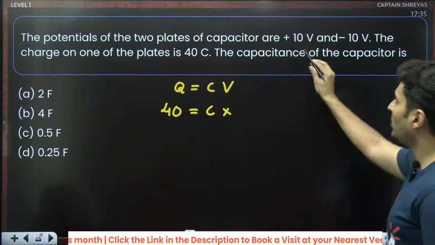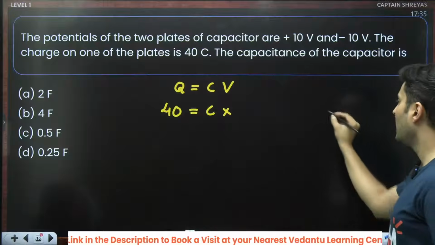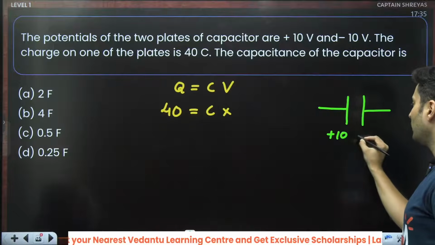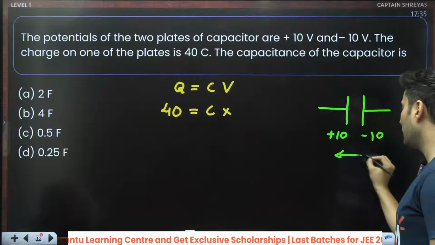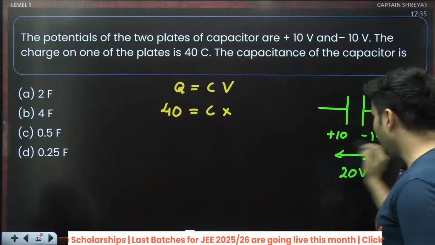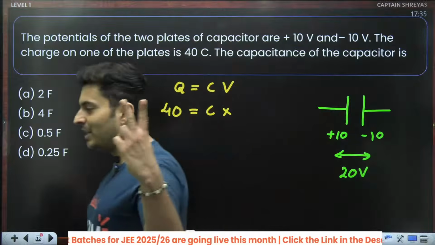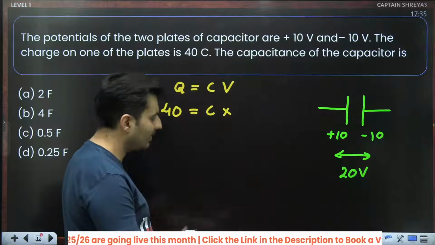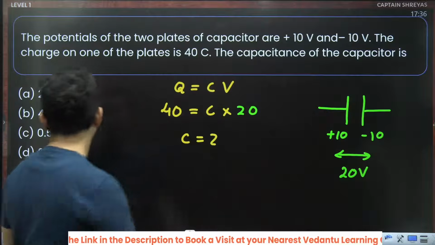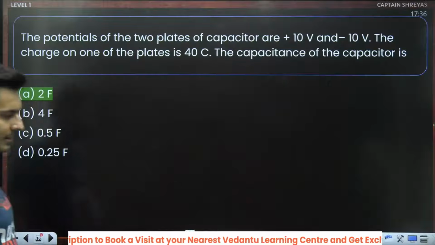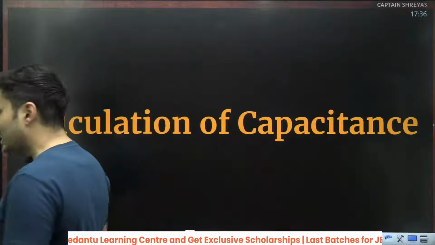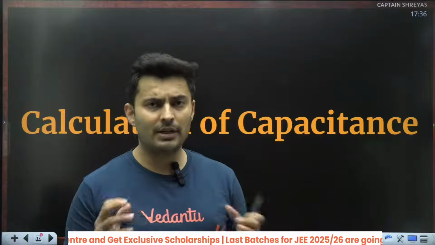What is the voltage? Should I take it as 10 or should I take it as minus 10? As per the given information, if one of the plates is plus 10 volts and another plate is minus 10 volts, the potential difference between them is not 0 or 10, rather it is 20 volts. 10 minus minus 10 is 10 plus 10, which is 20. So 20 should be over here. Hence the capacitance will be basically 2 farads. I hope this is absolutely clear. Yep, option number A.